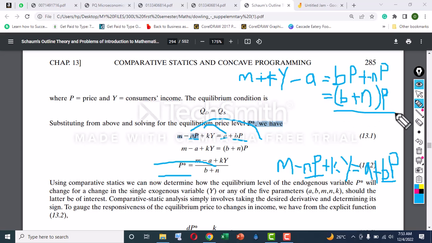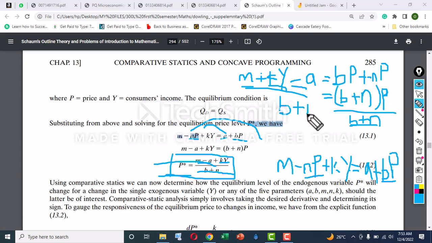We can now divide both sides by b plus n to make P the subject of the formula. That's how they come about this final equation. We have m minus a, which is here, then plus ky, this plus ky, then divided by b plus n, by dividing both sides by b plus n. That's how they get that. So we have made P the subject of the formula. Let me clear this.